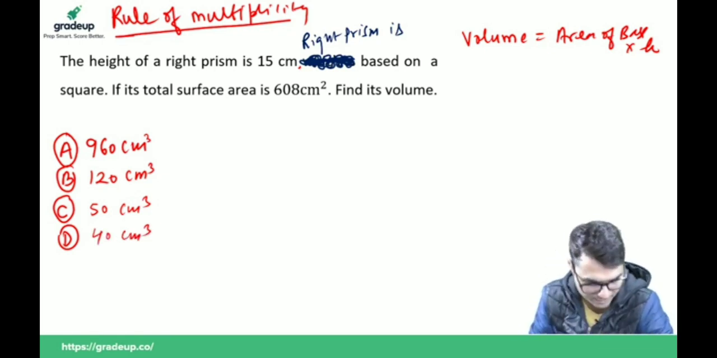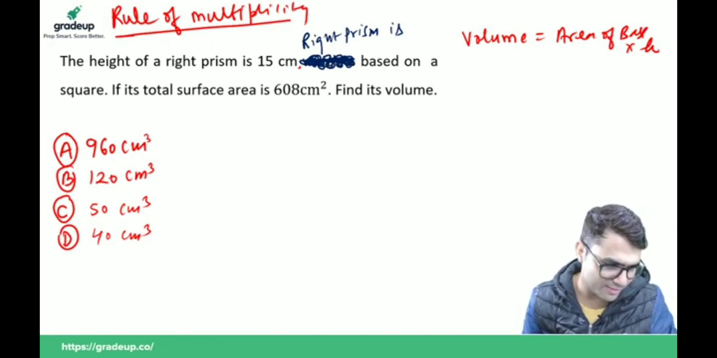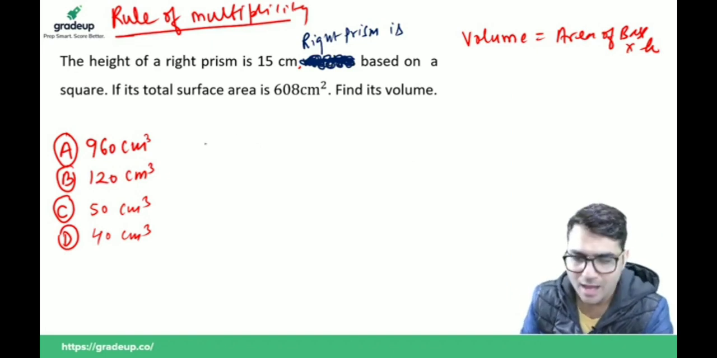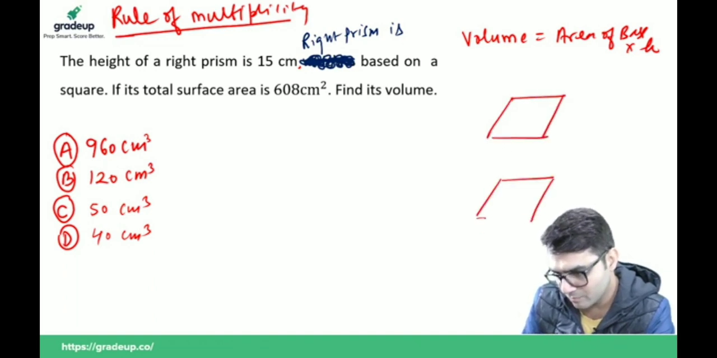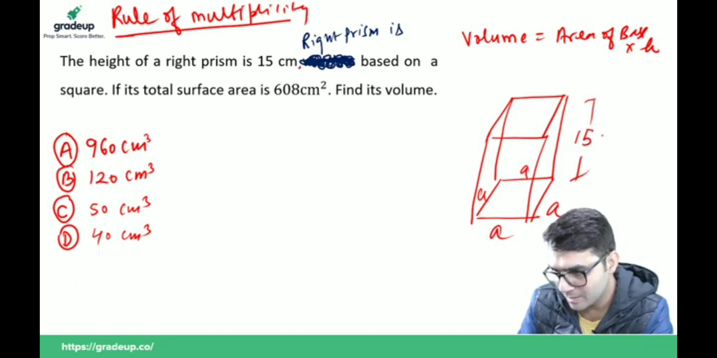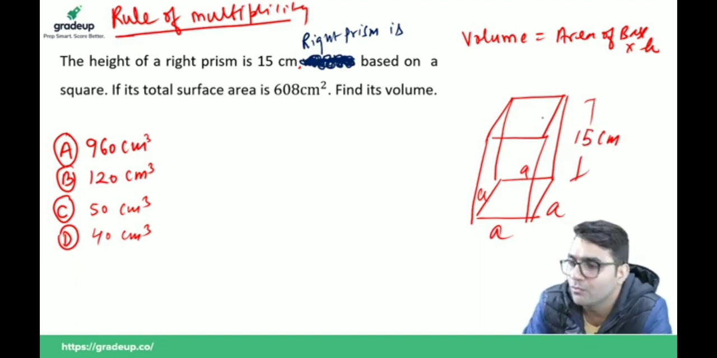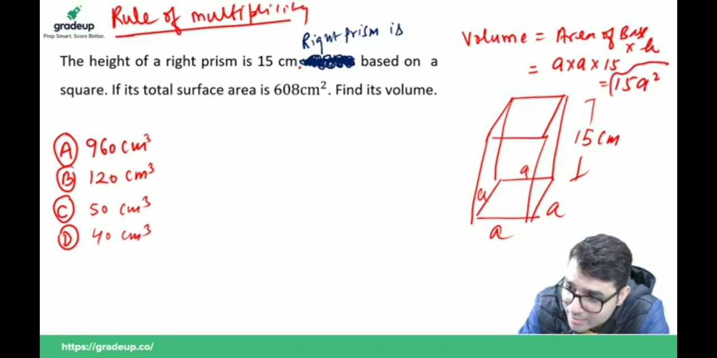Now listen carefully, now see the magic. Guys, this is the rule of multiplicity. In this question we have a prism based on a square. We don't have the side of the square, but we have the height of the prism, that is 15 centimeter. Area of base A square into 15, that is 15A square. 15A square is your answer.